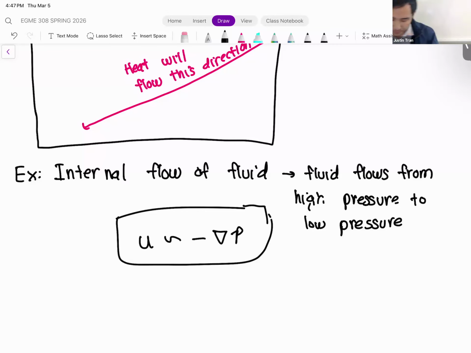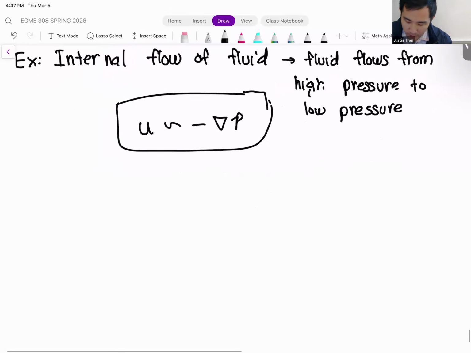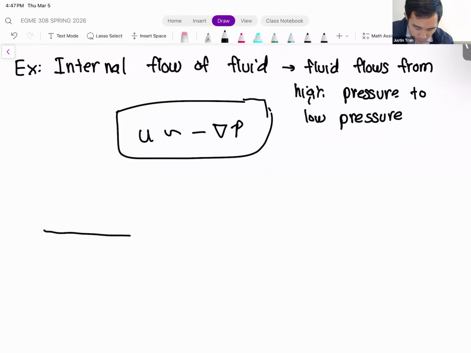Let's say that we have a complicated fluid flow situation here. Let's say we have a T junction.